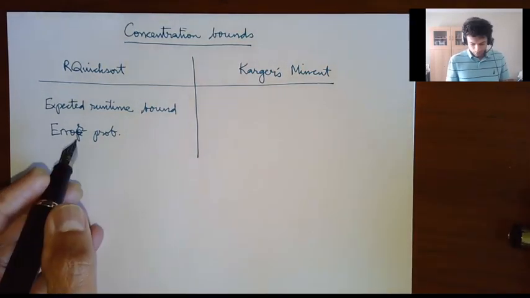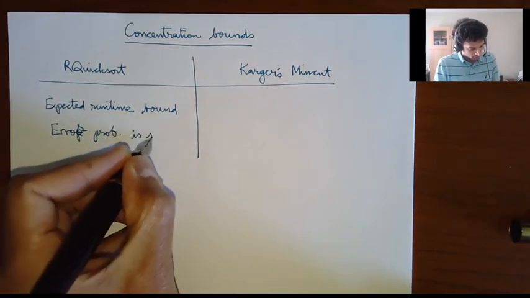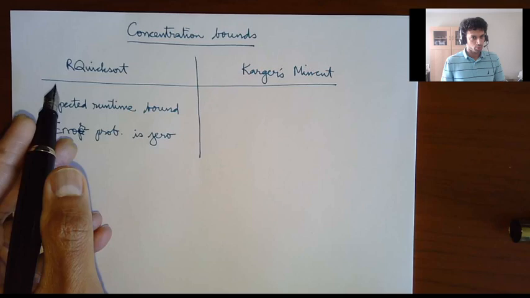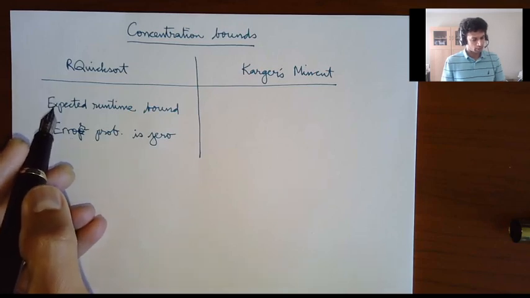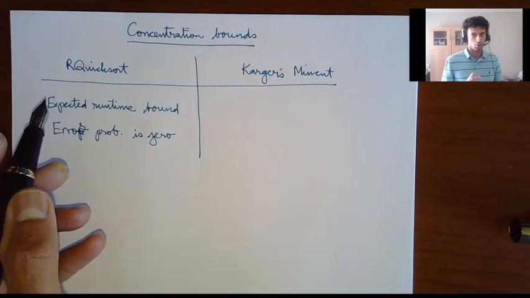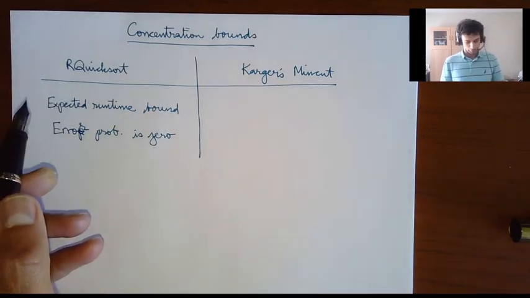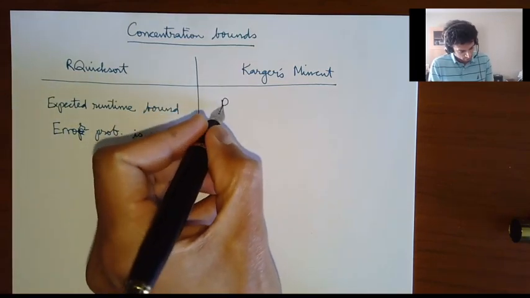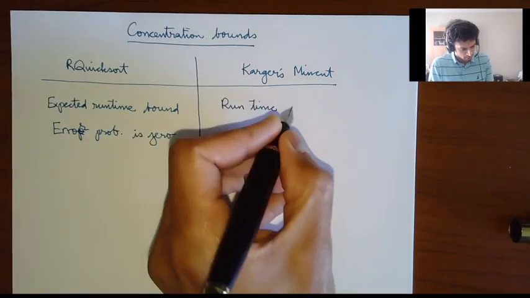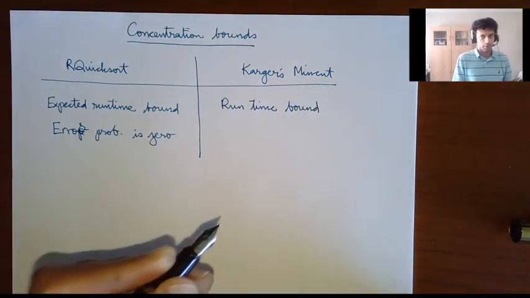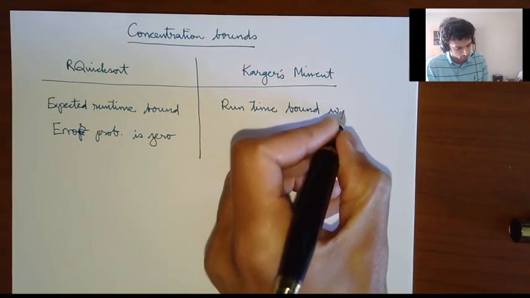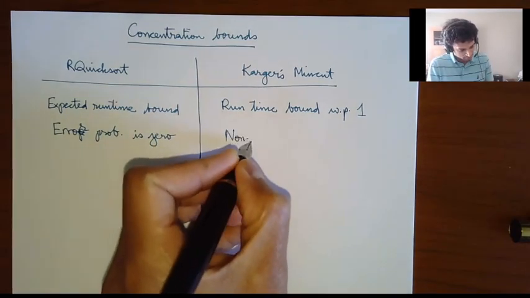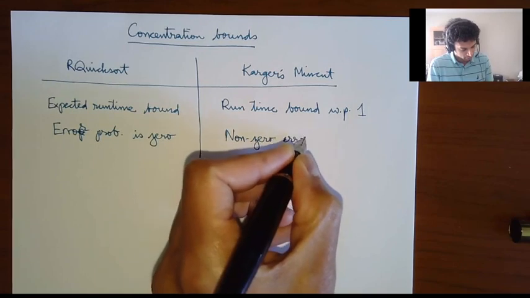All right, so continuing, the error probability is 0. By the way, stop me at any point if something is unclear. So randomized quicksort had an expected runtime bound, n log n, but there was no probability of error. The algorithm never failed. On the other hand, in Karger's mincut, the worst case runtime bound was just fixed, a running time bound with probability 1. But there was a non-zero error probability.